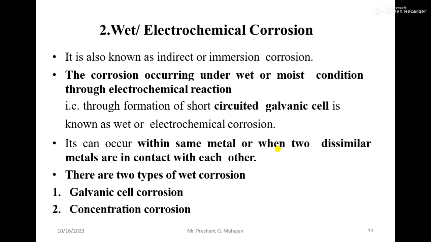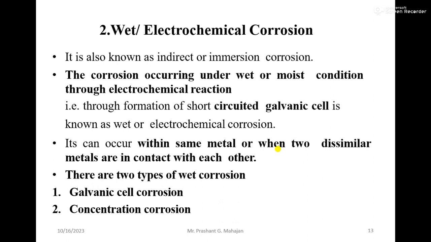What is electrochemical corrosion? That means electrolyte is present, anode is present, cathode is present. So see, the corrosion occurring under wet or moist condition through electrochemical reactions, that is through formation of a short circuited galvanic cell, is known as wet or electrochemical corrosion. It can occur within the same metal or when two dissimilar metals are in contact with each other.